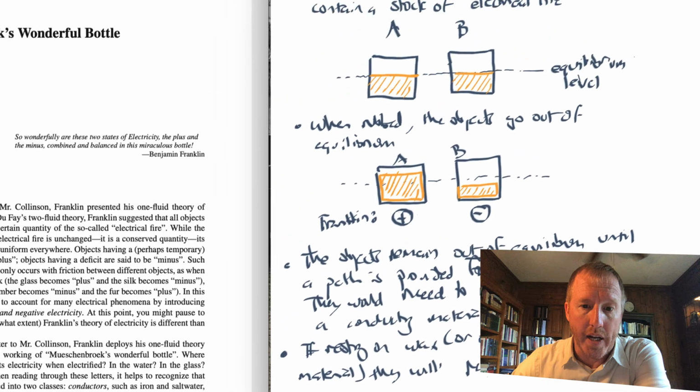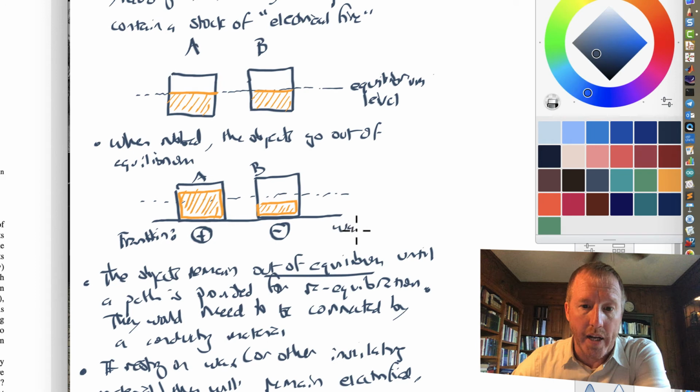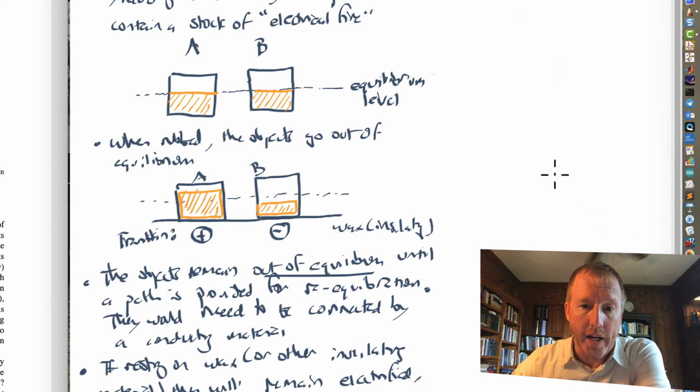That is why often Franklin will put these on a table that's covered with wax. That would be insulating. That way, whatever electrification you give them, they will tend to keep that. By the way, we should probably talk about classifications of materials into insulators and conductors. So why don't I make a table right over here?